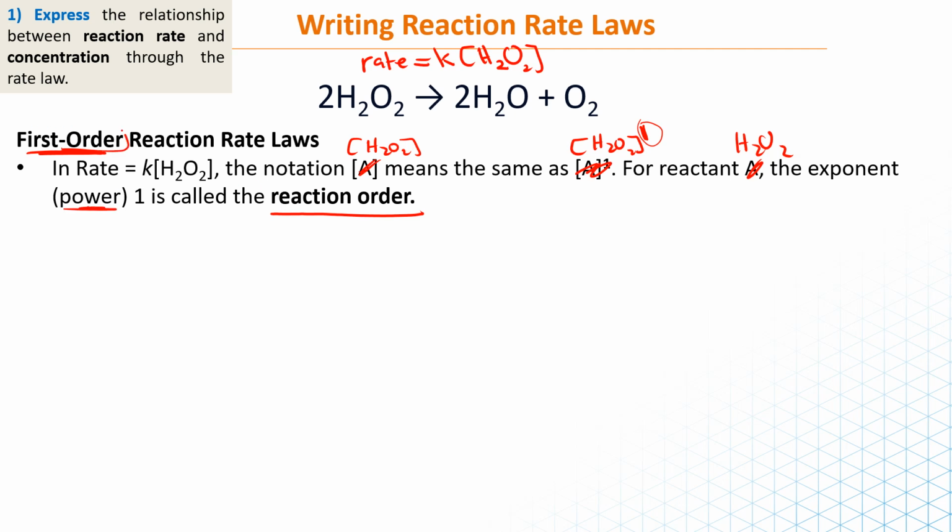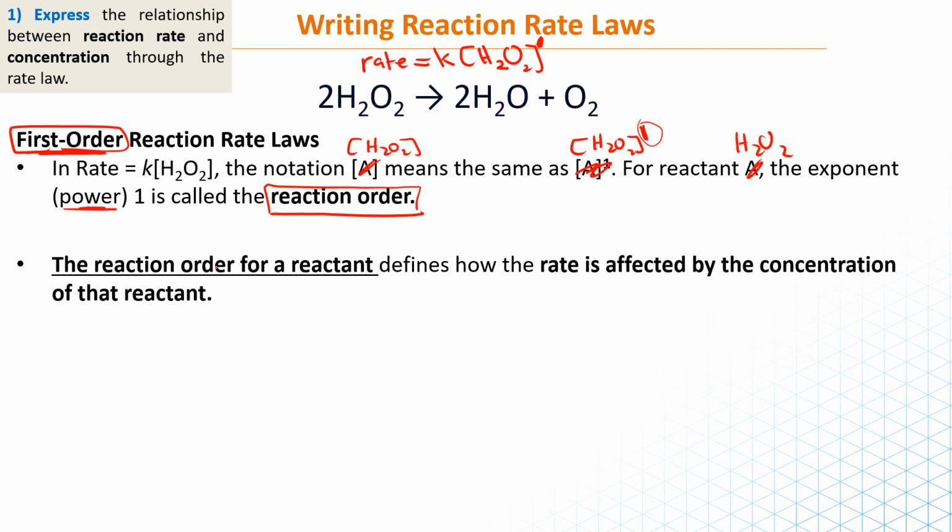So if I say first order reaction, it means that the power here in the equation is 1. Again, when we say first order reaction, it means that the power in the rate equation here is 1, and we don't write 1. So that is called the reaction order.